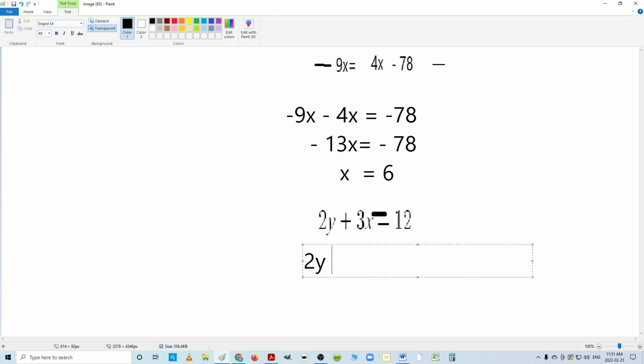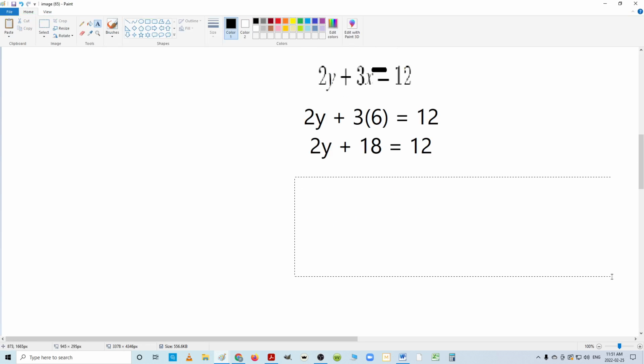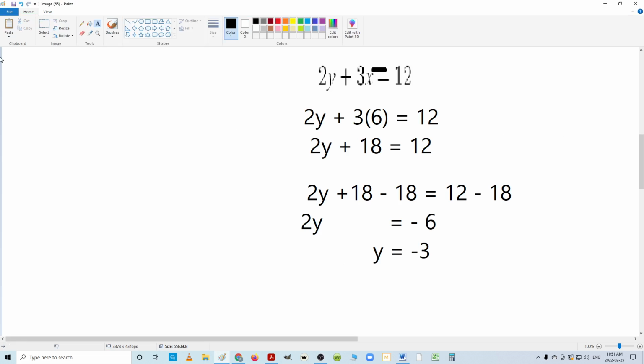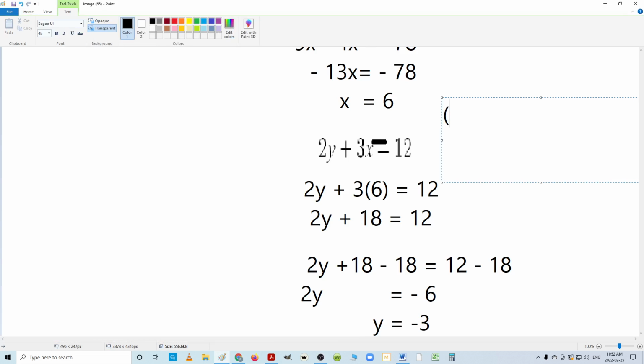You get 2y plus 3 times 6 is equal to 12. 2y plus 18 is equal to 12. Now, I'm trying to get y all alone. I have to subtract 18 from both sides. I get 2y is equal to minus 6. Divide both sides by 2. I get y is equal to minus 3, which means these lines will cross at 6, comma, minus 3.